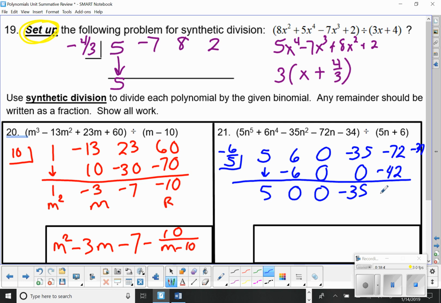Adding those, or positive 42, sorry. Negative times negative is positive. And this leaves me with negative 30. Negative 6/5 times negative 30. I wind up with negative 6 times negative 6 is positive 36. And here, negative 34 and 36 leaves me with positive 2.